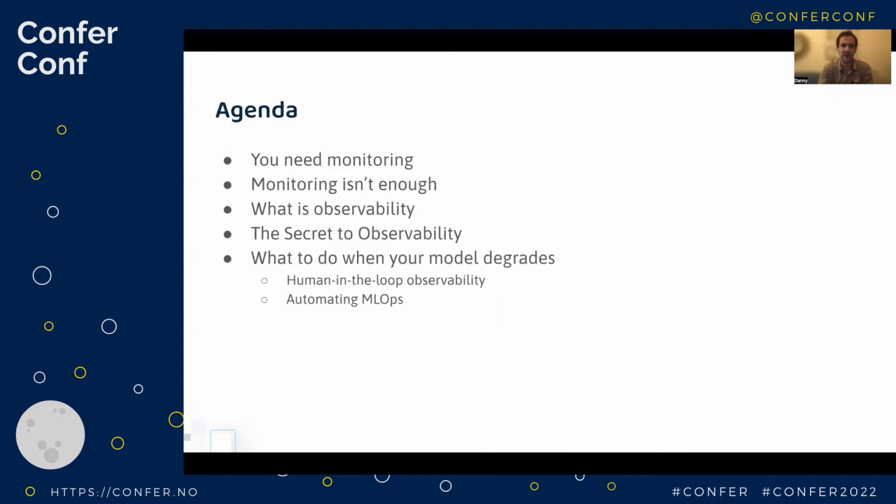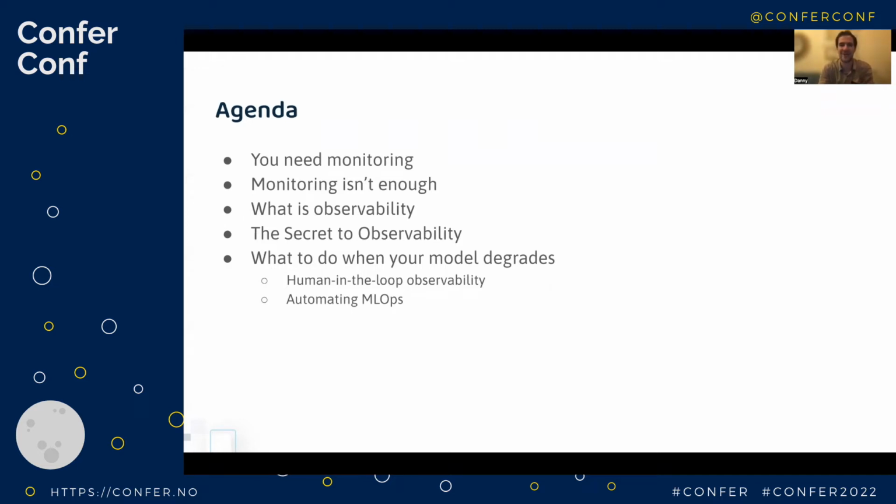So as you can see, we've got a few topics on our agenda today. I'm going to start off by talking about the need for ML monitoring, the need to be able to monitor your machine learning models in production. But then we're going to dive into the fact that monitoring isn't enough, that it takes more than just continuous monitoring to know whether your machine learning model is still performing well, if it's experiencing any kind of failure, if there are any performance degradations. And in fact, we're going to talk about how observability complements monitoring to enable you to solve problems with machine learning systems.